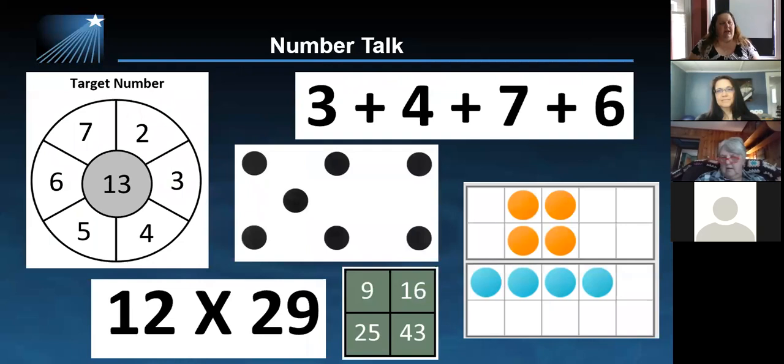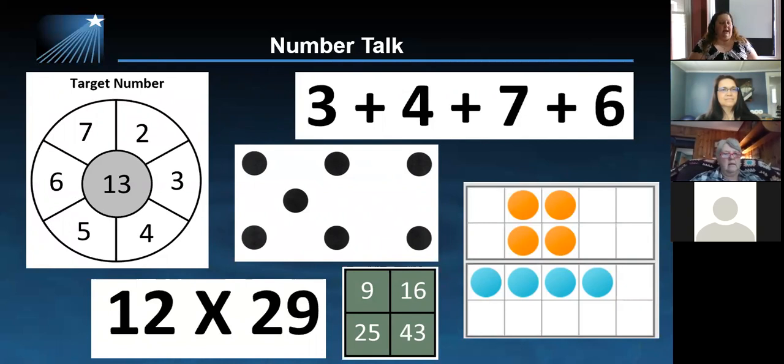So some of the tasks that could be used for number talks, like we said here, a target number. We're trying to make this number 13 out of these digits here. So a student might say 7 plus 6 is equal to 13. So that would be one solution strategy. Another student might say 3 plus 4 plus 6 is equal to 13. And so when we have a conversation, we might link that 6 plus 7 is similar to 6 plus 3 plus 4 because 4 plus 3 is equal to 7.